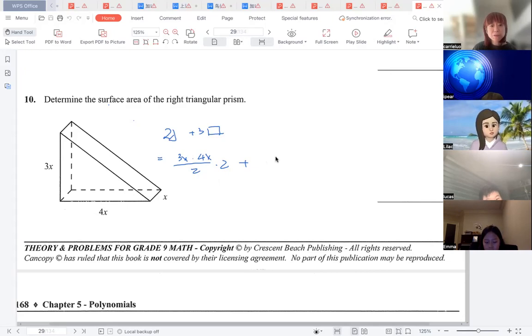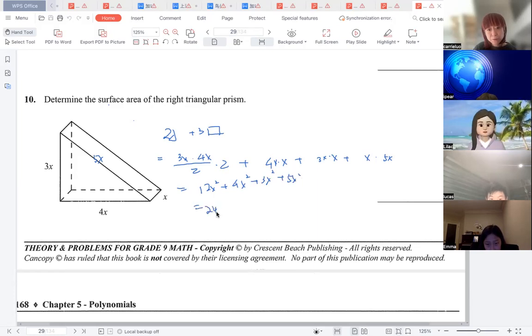And for the 3 rectangles, we have 4x times x plus another one, 3x times x. And the last one is x times what? But because this is 3x, this is 4x, and it's a right triangle, this is 5x, right? So it's x times 5x. So the answer is 12x squared plus 4x squared plus 3x squared plus 5x squared equals 24x squared.